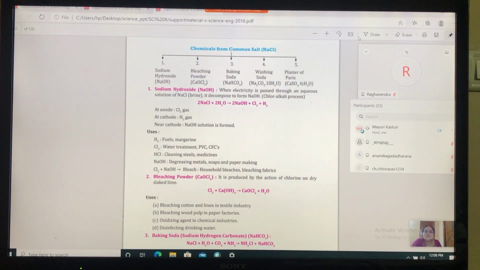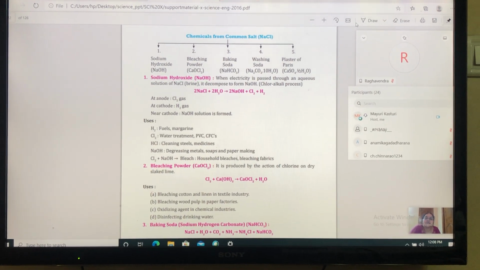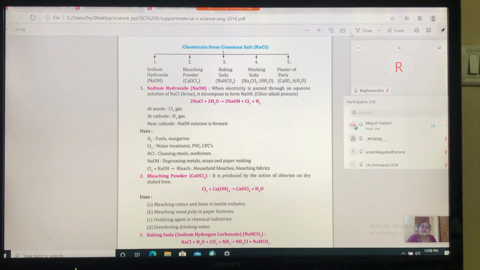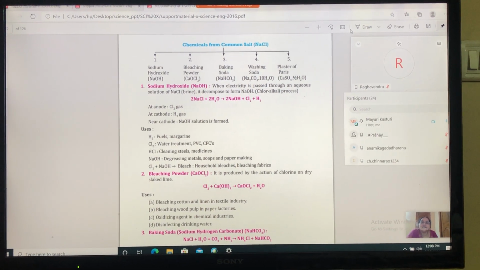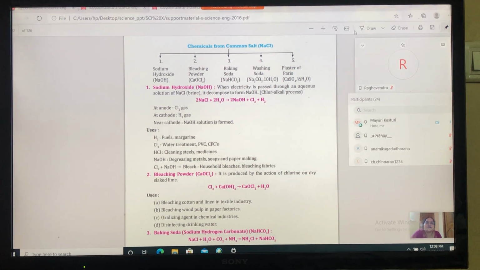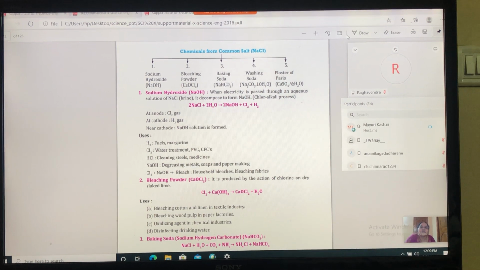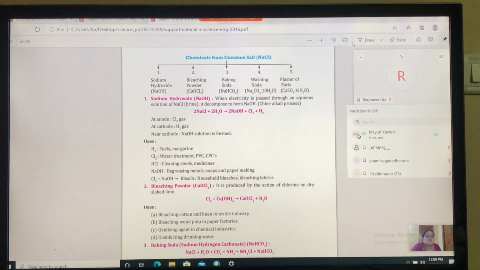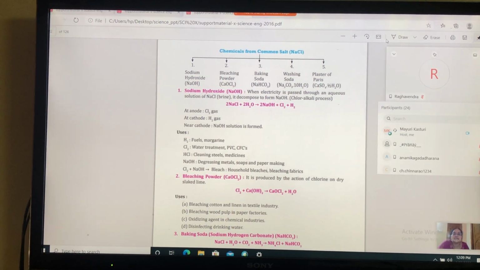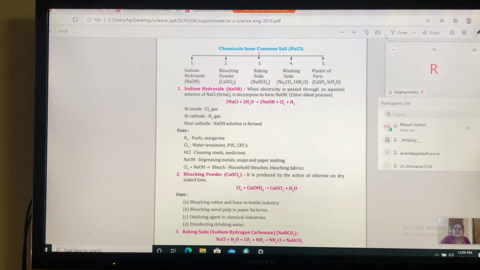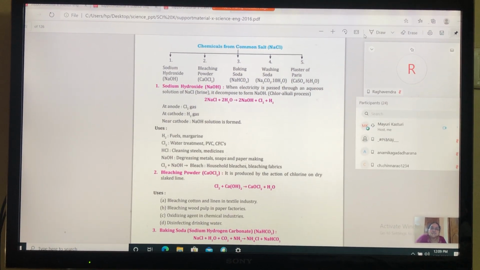Now what are the uses? We have seen the preparation. Now what are the uses of hydrogen? It is used as a fuel and in margarine. Chlorine is used in water treatment, PVC and CFCs, that is polyvinyl chloride and chlorofluorocarbons. Hydrochloric acid is used in cleaning steel and also in medicines.